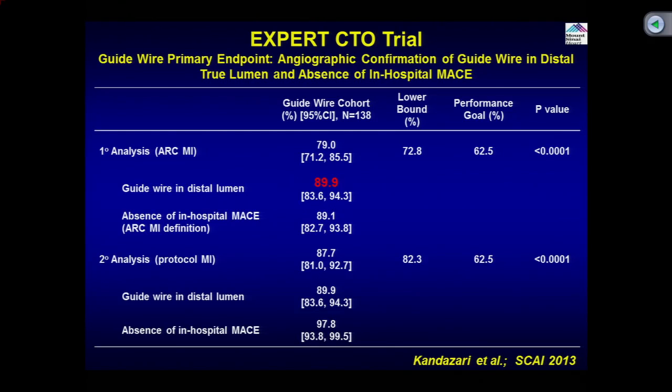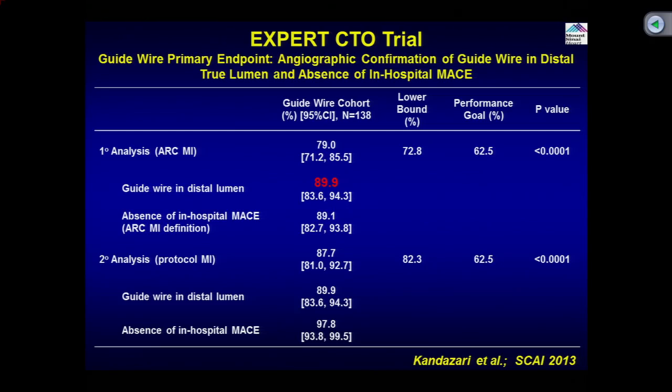So this was initially presented at SCAI. The primary endpoint was the guide wire reaching the distal lumen in the absence of in-hospital MACE. For the definition of MACE, they had two criteria. One was the ARC MI, otherwise they had what is called a protocol MI. ARC MI was typical: CKMB or troponin greater than 3 times. Protocol MI was CK more than 2 times in the absence of any Q wave on the EKG.